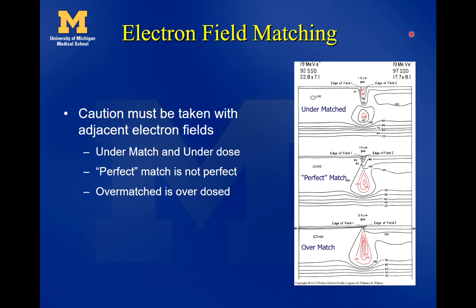Another thing to keep in mind with electrons is field matching. Field matching is difficult, and you have to be careful with it. You can have undermatched beams, perfectly matched beams, and I'm putting perfect in quotes because it's never perfect, and you can have overmatched beams. So this is a weird example. This is a 19 MeV electron beam. Two 19 MeV electron beams are matching against each other. And you can see here's the undermatched beam. We call this undermatched because the dose at the skin surface is too low.